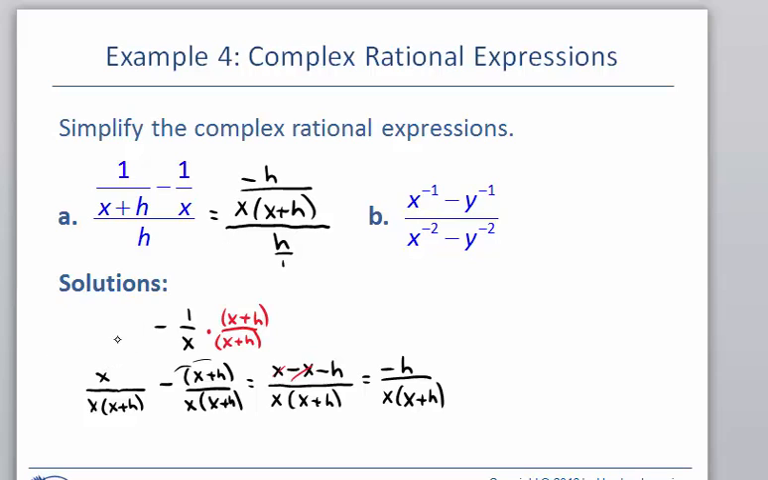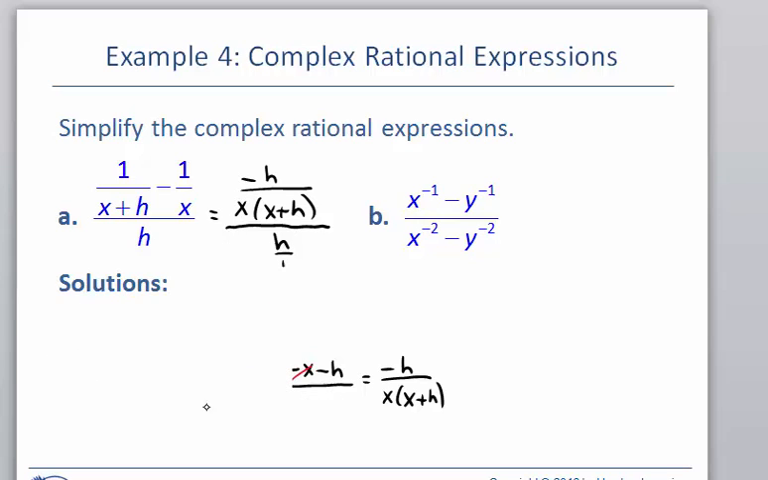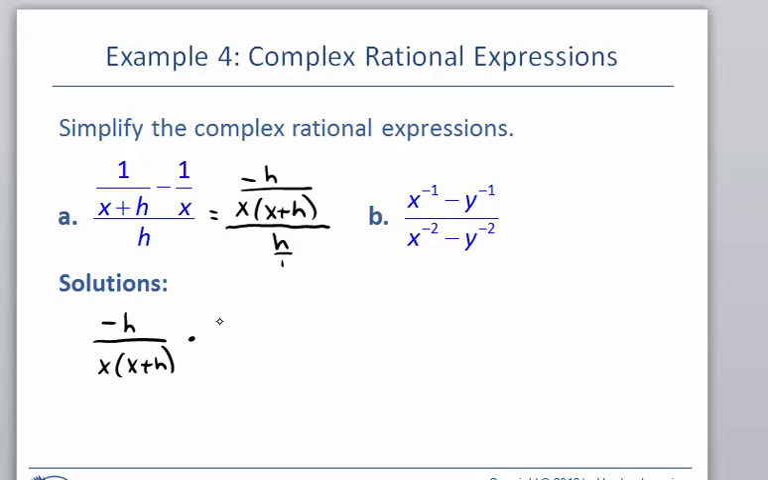I'm going to make a little room down here now that we've done that, and let's see what happens when we multiply by the reciprocal. We're going to write the numerator down as it is, and then instead of dividing by h over 1, we're going to multiply by 1 over h. When we do that, the h's will cancel out, leaving me as a final answer negative 1 over x times x plus h.